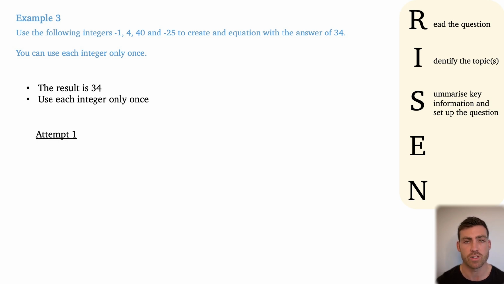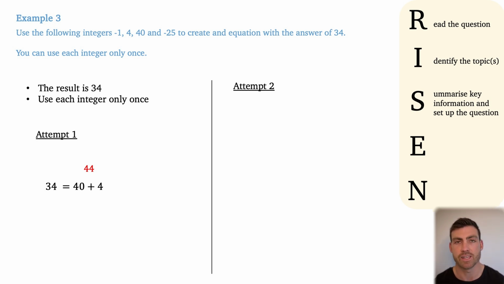To answer this question, it really is a little bit of trial and error. First, try and think about possible combinations. For instance, 4 plus 40. This equals 44. Is this helpful? We have negative 25 and negative 1 remaining. It looks like we can't get to 34. Let's try our second attempt.